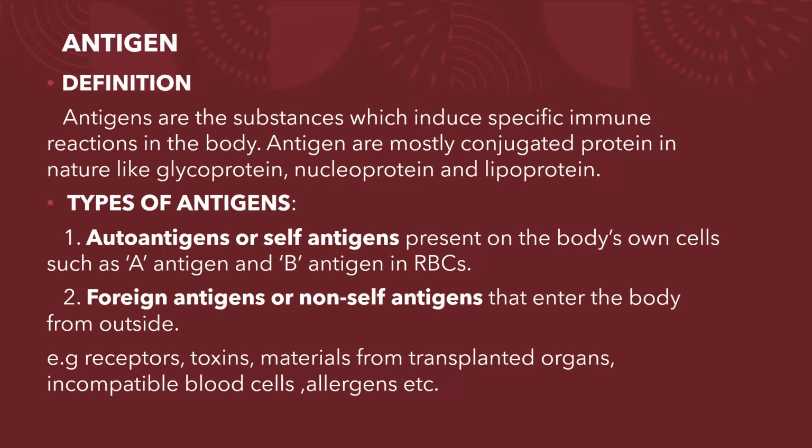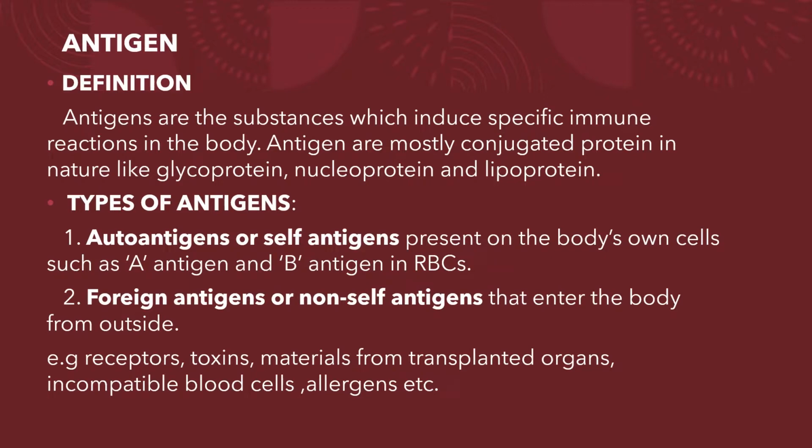Now what is antigen? Antigens are the substances which induce specific immune reactions in the body. Antigens are mostly conjugated proteins like glycoproteins, nucleoproteins, and lipoproteins. Types of antigens. Autoantigens are self-antigens, and foreign antigens are non-self antigens.